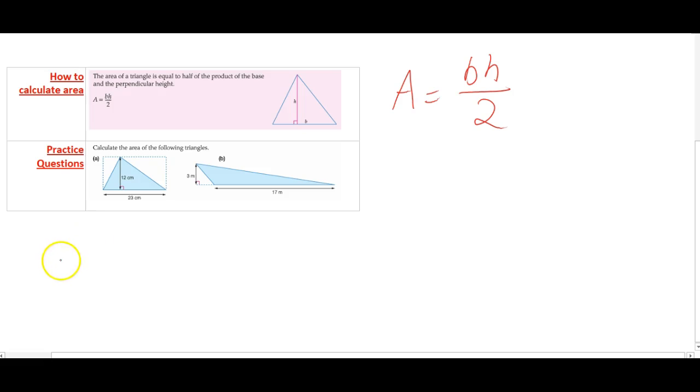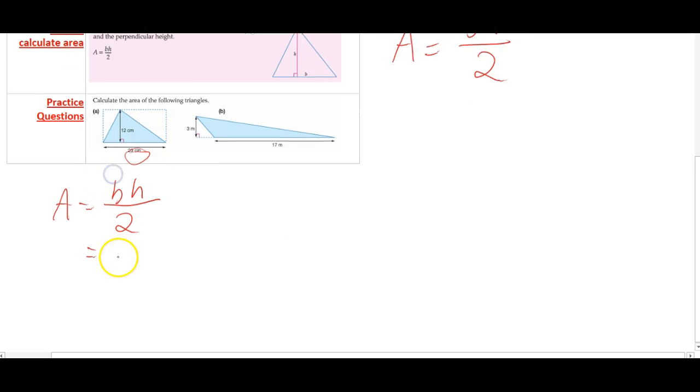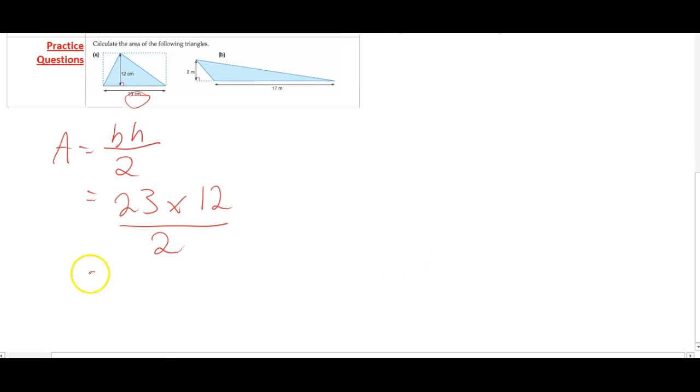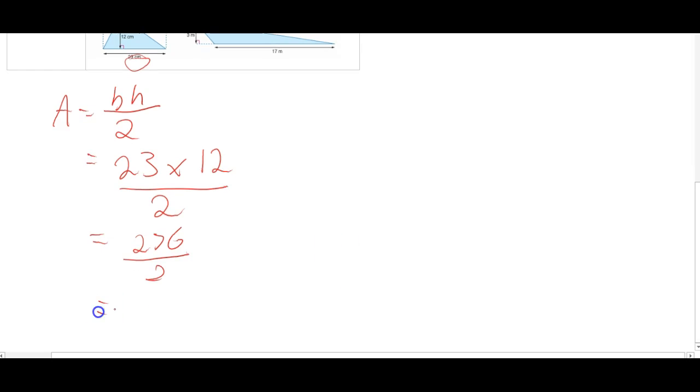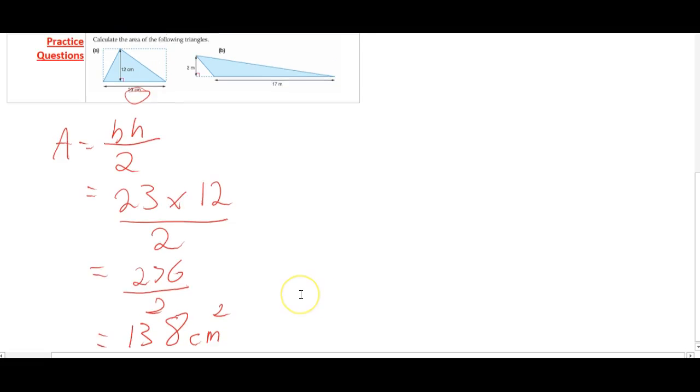Let's go with the first one. The area equals base times height divided by 2. The base in this question is 23 centimeters, so I'm going to have 23 times the height of 12, and I'm going to divide that by 2. I'll work that out quickly. 23 times 12 gives me 276. I'm then going to divide that by 2, and that gives me my answer of 138 centimeters squared.